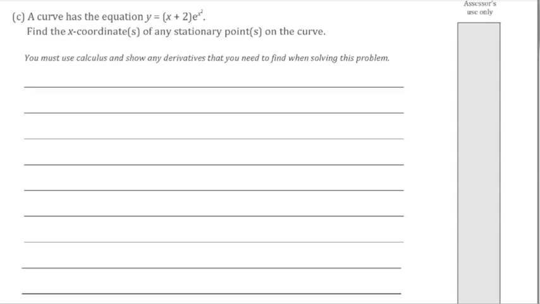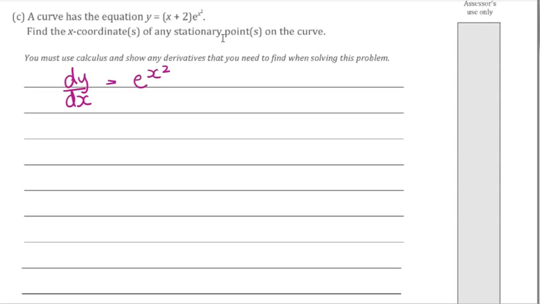For part C, we've got an equation of a curve right here. Again, it is a product rule. We've got two things being multiplied together. We want the x-coordinate of any stationary point. That happens when the gradient is equal to 0. So first of all, we need to work out the gradient. So we're finding dy by dx.